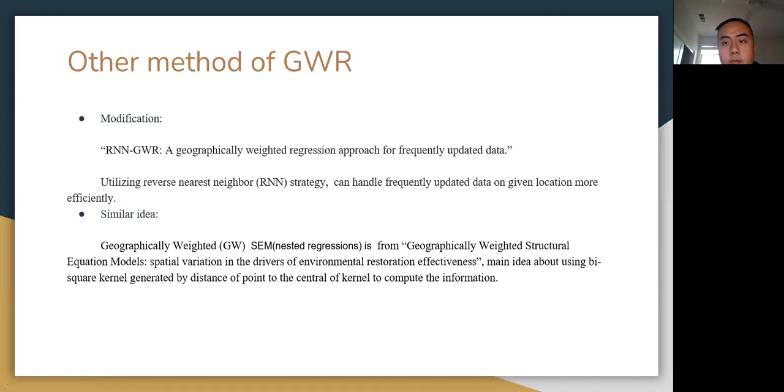Utilizing the reverse nearest neighbor strategy, we can handle frequently updated data on given locations more efficiently. The performance of the proposed RNN-GWR approach is compared with the performance of naive GWR and fast GWR approaches. Experimental evaluations show that the RNN-GWR approach is computationally more efficient than the other approaches in handling frequently updated data.